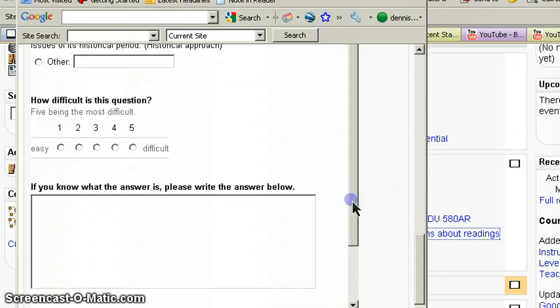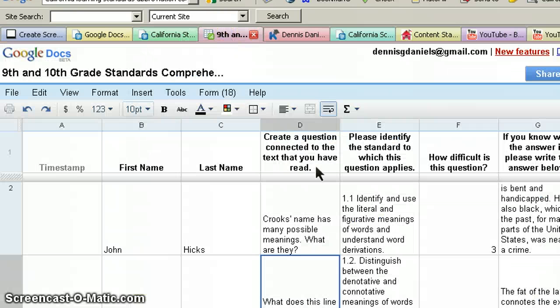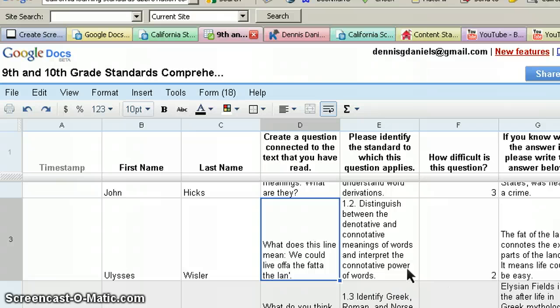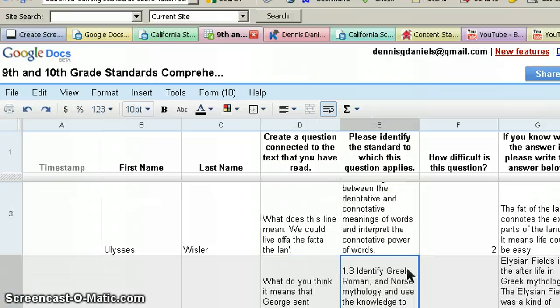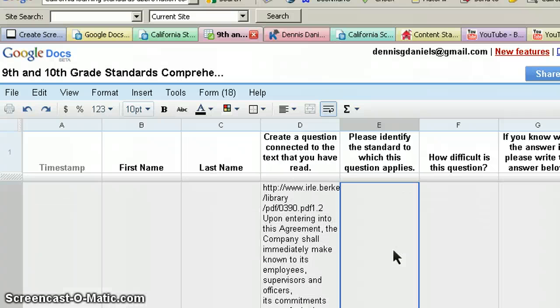Now, I have done this for the various standards, and I have a question for nearly every one of the standards. These are all sample questions as suggested by potential students. So here's standard 2.1, for example.